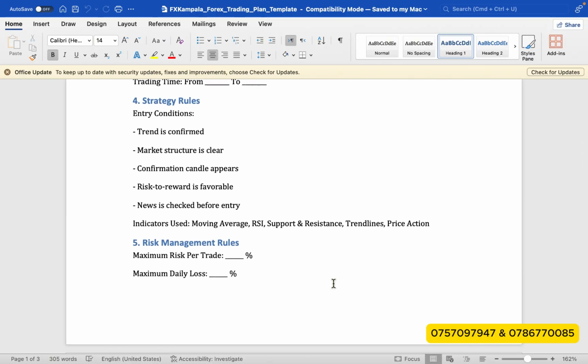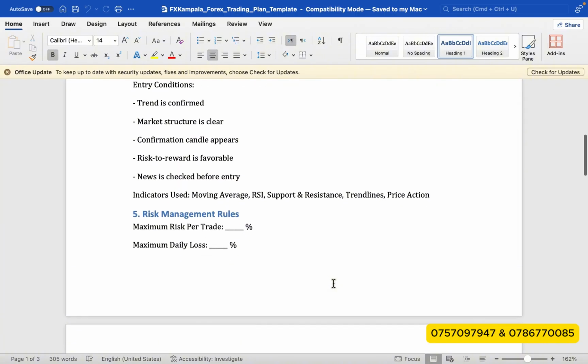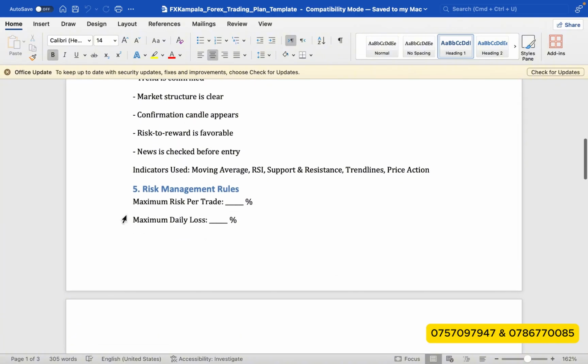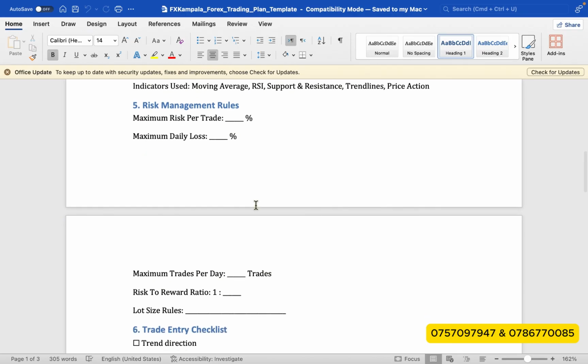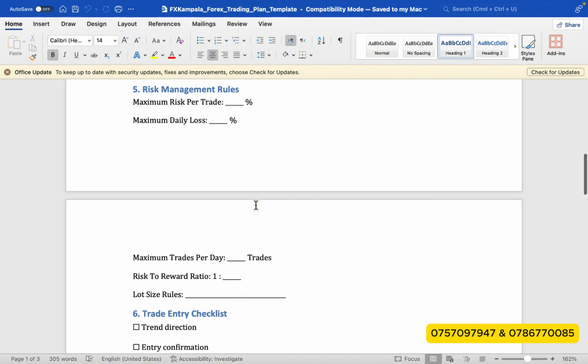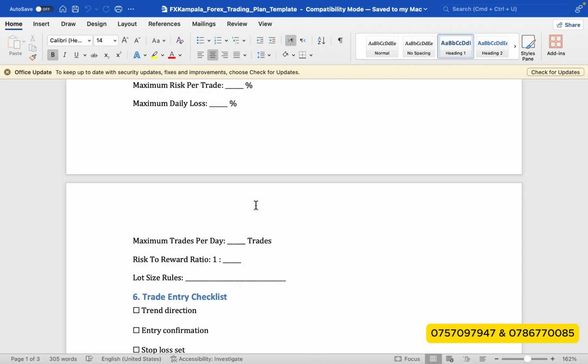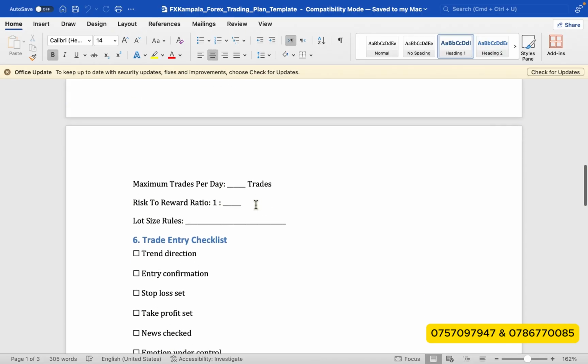Then you should also have the risk management rules. That is the maximum risk per trade. You have to specify and put it there. Maximum daily loss, you have to put it there, that is on the daily. Then maximum trades per day, you have to specify them. For example, I'll always be trading 4 trades. Risk to reward ratio, it should be 1 to maybe 2, 3, 4, up to 10. The lot size rules, you always need to calculate the lot size.